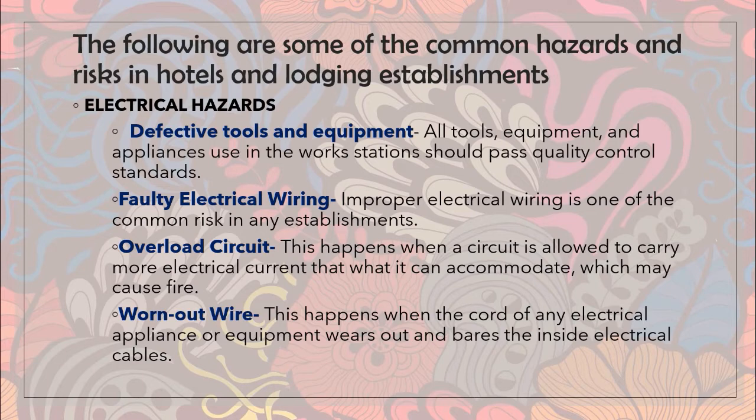So, kung bibili kayo ng mga appliances, siguraduhin nyo na yung bibilhin nyo ay kahit na sabihin nating mahal, sure naman tayo na hindi agad ito masisira or hindi agad mag-overheat. Okay? So, that is defective tools and equipment. The second one is faulty electrical wiring. Improper electrical wiring is one of the common risks in any establishment.